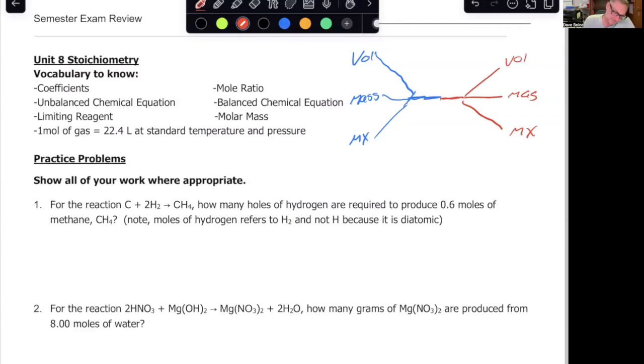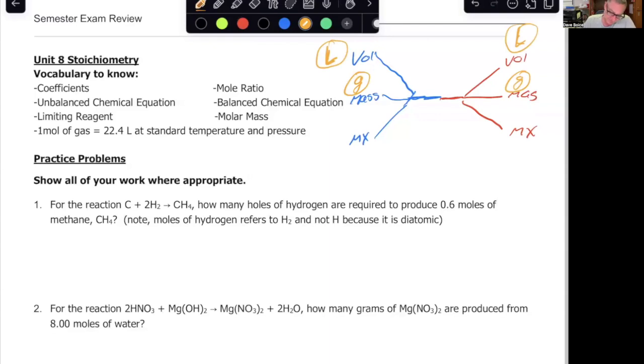Some things to keep in mind. Volume, you don't really have a choice here. Volume must be in liters. So if you have it in something like milliliters, you're going to want to convert that. So as long as it's in liters, you're good. Mass is going to need to be in grams. So things like milligrams, kilograms, those are very common. If you get those, convert them before using this chart.